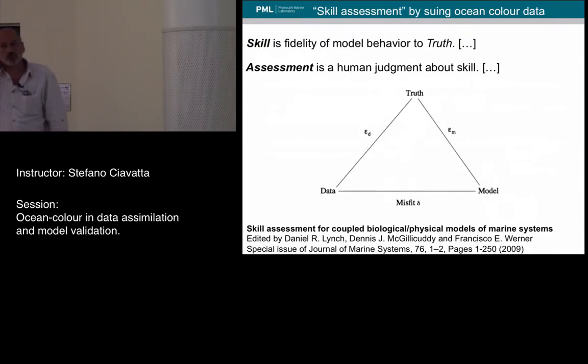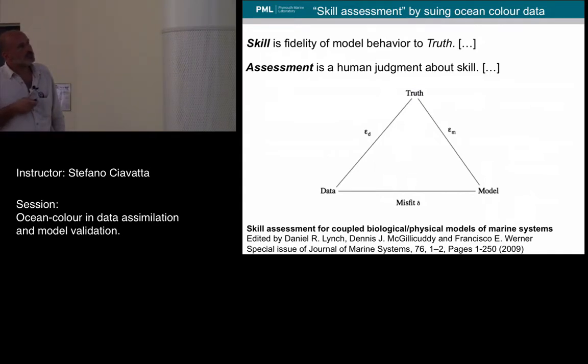However, when you are talking about model validation, there is also this other terminology that you can find, which is skill assessment. For example, there is this special issue of the Journal of Marine Systems that I recommend you to read if you are interested. A lot of papers on validation of marine models, also a couple of articles referring in particular to satellite data. So the skill is the fidelity of model behavior to truth, and the assessment is a human judgment about this skill.